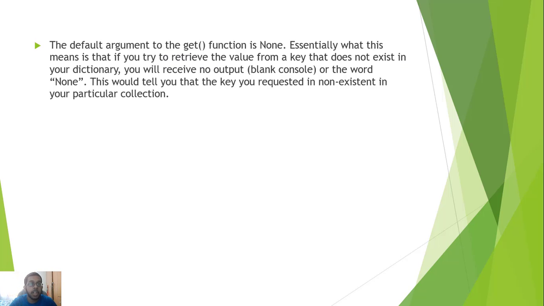The default argument to the get function is None. Essentially what this means is that if you try to retrieve the value from a key that does not exist in your dictionary, you will receive no output, a blank console, or the word None. This would tell you that the key you requested is non-existent in your particular collection.